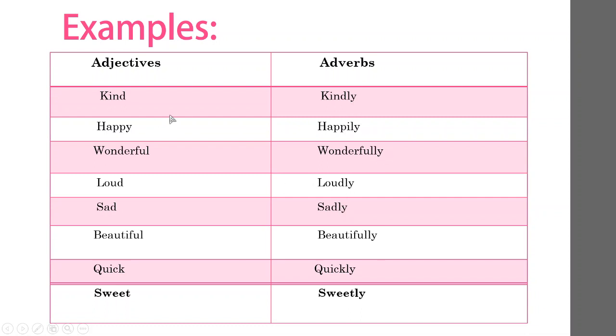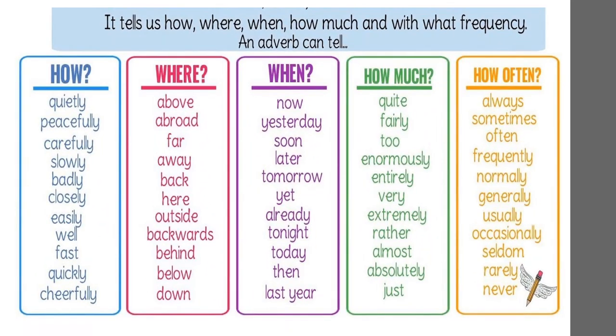All right, let's continue. So let's discuss more all about adverbs. So adverbs, it tells us how, where, when, how much, and with what frequency or how often. So for example, how, quietly. So if you're asking how did he talk or how did he speak, quietly, okay, how did he answer the activity, carefully or slowly. So you can see how is he doing it. So that's the answer, how.